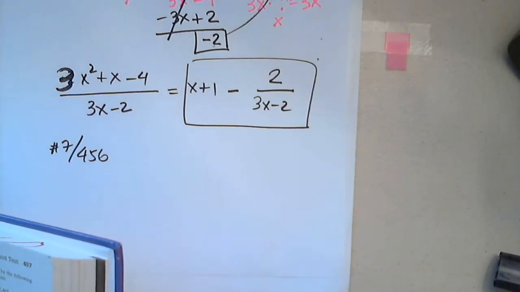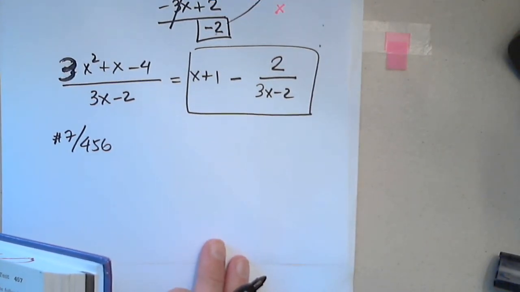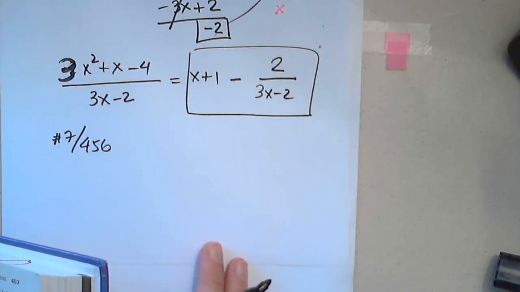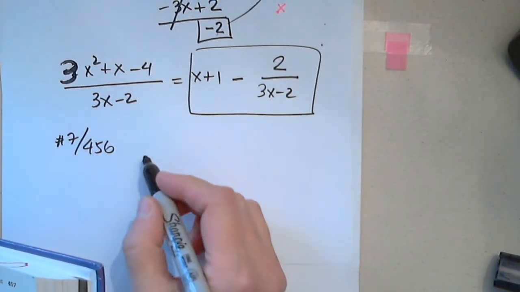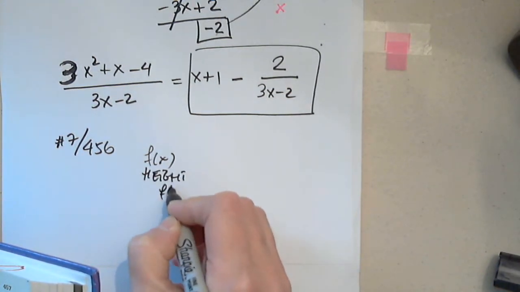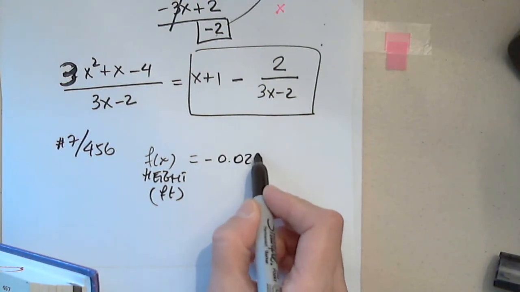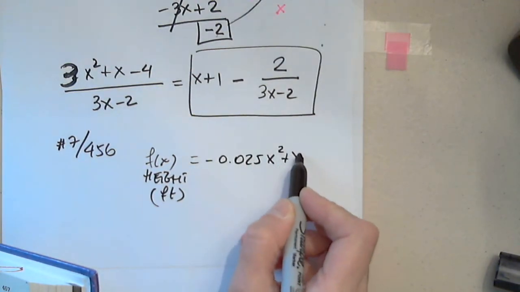So we have a quarterback tosses a ball to a receiver 40 yards downfield. The height of the football, f of x, that's the height, in feet, is negative 0.025 x squared plus x plus 6.